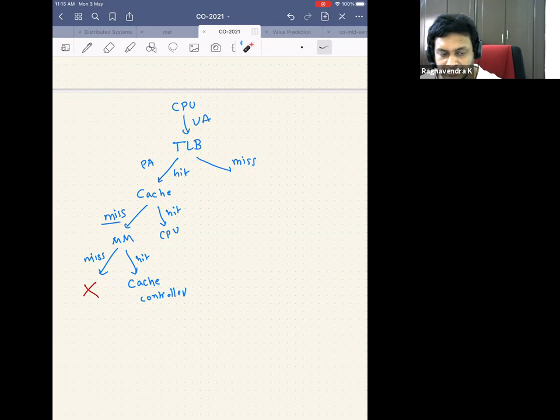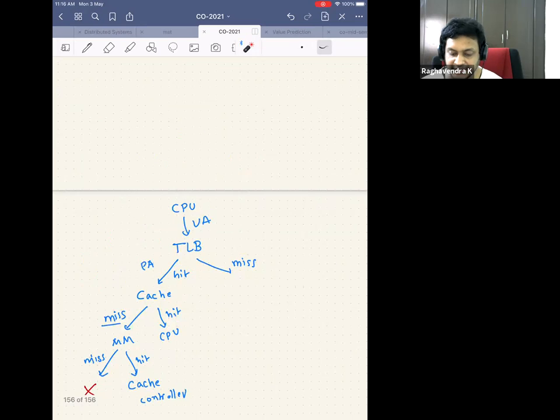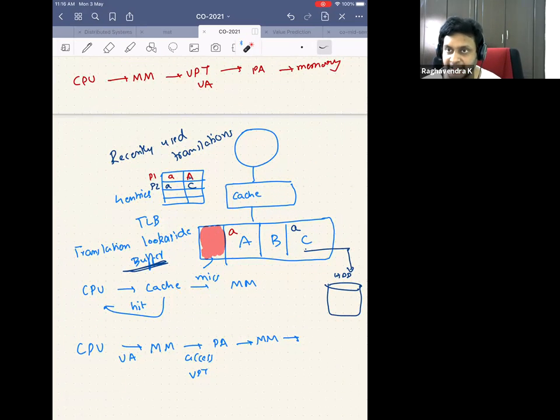If there's a miss in the TLB, does it mean that there's a miss in the cache? Yes, sir, because we don't know where that address is. Can you think about it and let me know? This depends on the policy that you're using to update the TLB. If your cache is much bigger and your TLB is much smaller, then it's possible that it's a miss in the TLB, but the block is actually there in the cache.